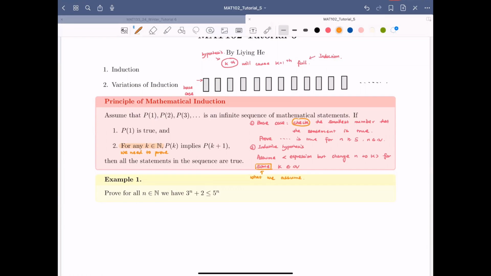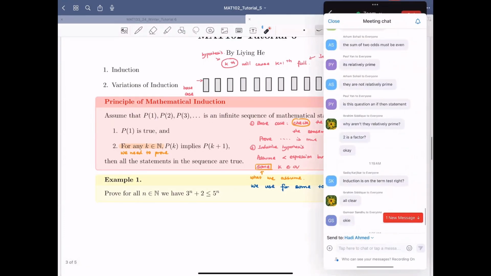Let me write the keyword here. We use for some to prove for all. If your assumption already says that for any of them it always works, then there is nothing for you to prove. You already assume that it works for all. We use for some to prove for all. Is this clear?